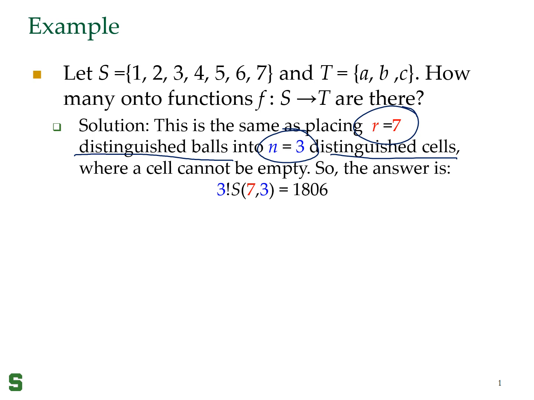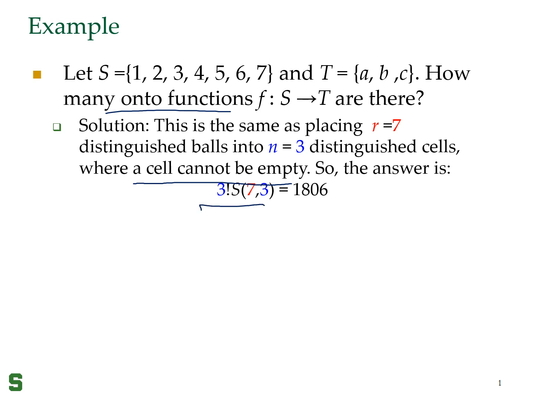Now the last part is that the cell cannot be empty, and that's because I want my function to be onto. That means that something has to be in every cell, because something should be mapping to each one of the elements A, B, and C. So now we can get the answer as 3 factorial times S of 7, 3. You can calculate S of 7, 3 using the formula that we had on the earlier slide, and that will give you the answer as 1806.